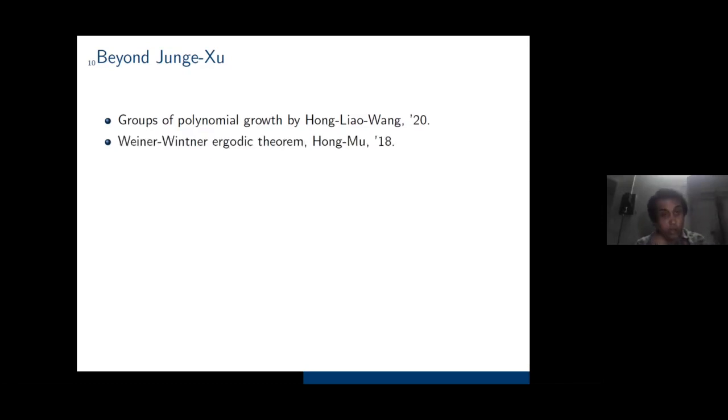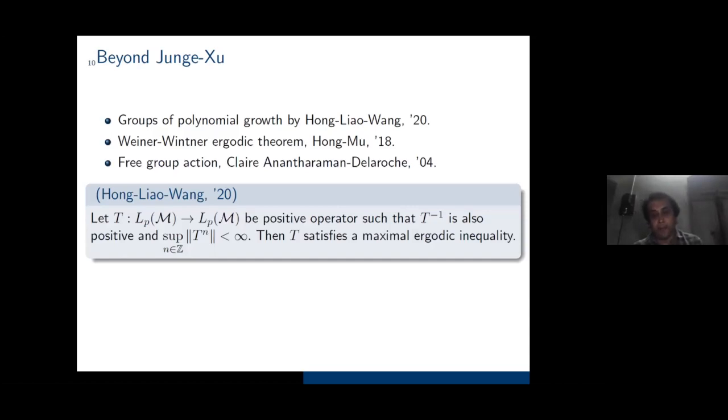Okay. And then Wiener-Wintner ergodic theorem. So you can think, you have this discrete average, but you can also have a weighted discrete average. So you can talk about weighted discrete average and you can talk about convergence, okay? And in the commutative situation, Wiener and Wintner had ergodic theorems that can tell you something. And Hong and Ma did the non-commutative analog, and also for free group action, by Claire de la Rose. So this paper also had some very good impact on von Neumann algebra theory. But I want to mention one result from Hong, Liao, and Wang.